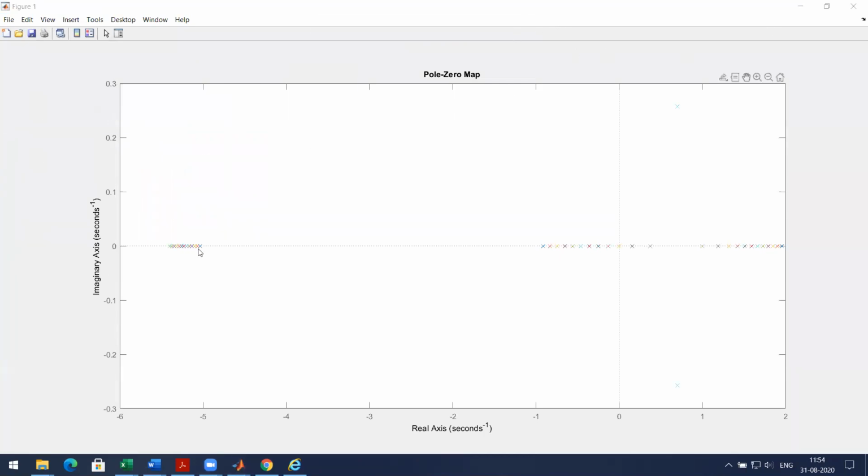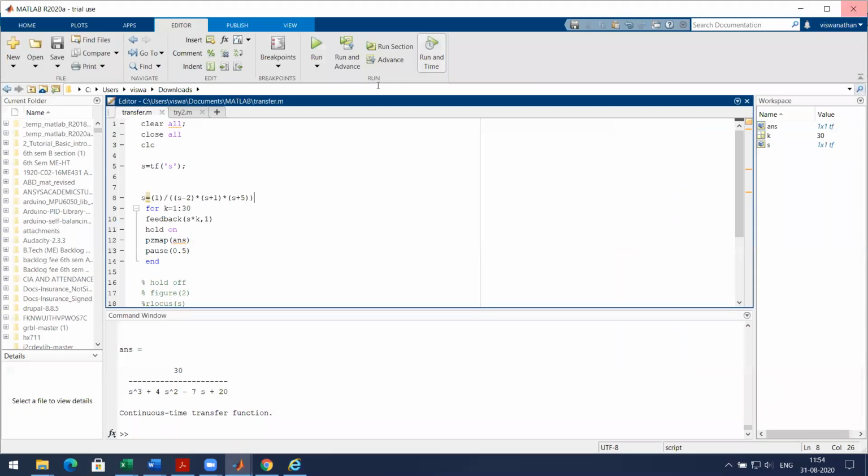So this pole is going to infinity, and these 2 poles have met, and this is going to infinity this way. This is going to infinity this way. I'm just plotting for 1 to 30 of k. K value I'm varying. So how are we able to get this as a root locus plot? It is just showing.